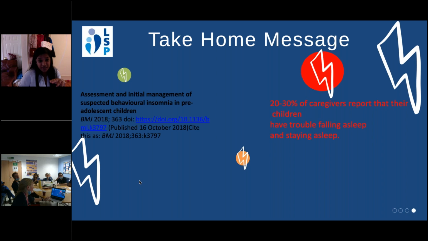And we're going to finish off here. I know people don't really know much about sleep, and we don't really learn it, and it's not a big part of our curriculum. But 20 to 30% of caregivers report that their children have trouble falling asleep and staying asleep. So I can guarantee that you will be asked about sleep a lot. It's very easy to brush over it as it's just sleep. But the impact of poor sleep is immense. If you go away and start reading about this, you will find out that it's huge. This is a huge problem, okay?